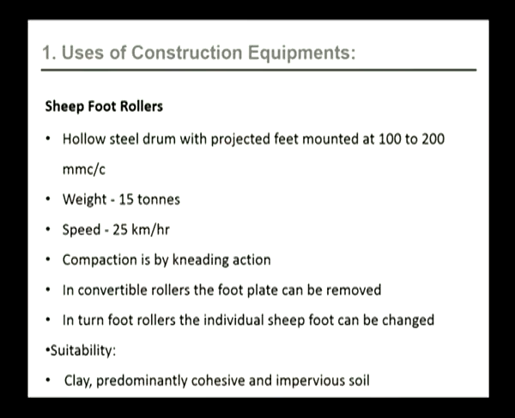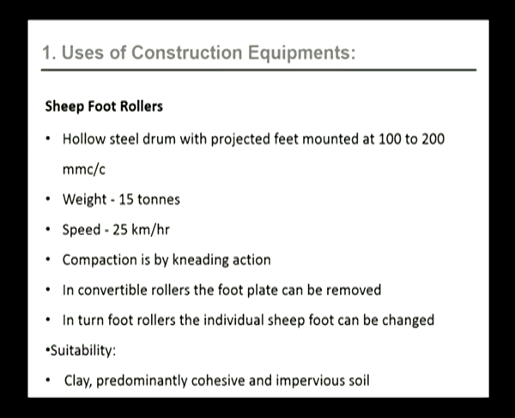Sheep foot rollers. Sheep foot rollers are the ones with a hollow steel drum with projected feet mounted at 100 to 200 mm center to center. They weigh around 15 tons. Their speed is around 25 kilometers per hour. They operate on the theory of compaction by kneading action.